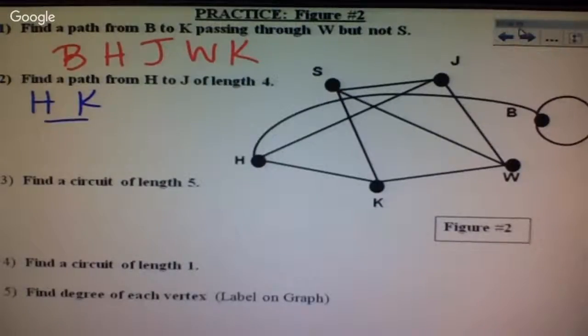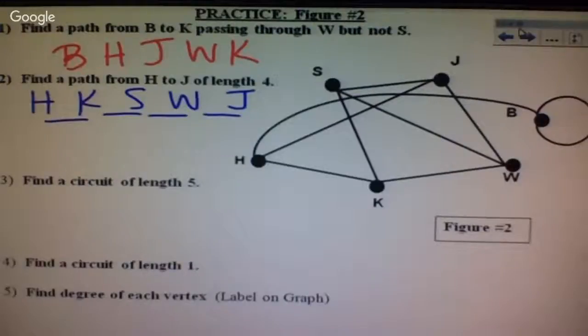Now I want to go from K to where? S. K to S is another line. S to W is another line. And then W to J is my last line. That's a length of 4. So if you need to put the lines underneath to help, you could have done that.